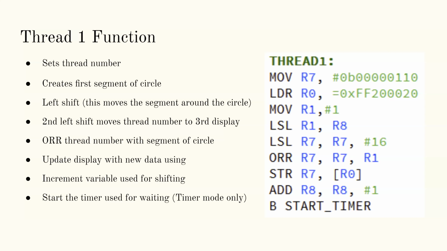Once that variable has been incremented enough that we've gone all the way around the circle, then we know that thread one can stop running. Otherwise, thread one will continue running. The thread controller will send us back to this thread every time until the circle is completed. And then at the very end of this function, we branch to the start timer function, which essentially begins the timer controller. That timer controller is only used in the timer mode. If we are not doing the timer mode, then we would simply return to the thread controller instead of the timer controller.